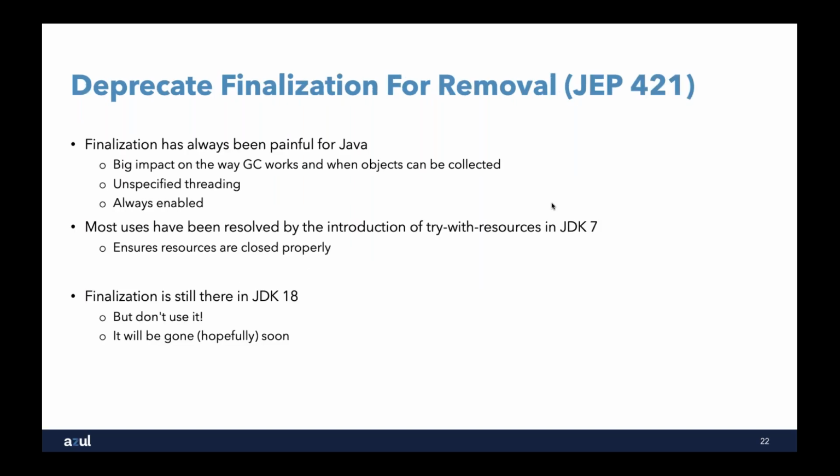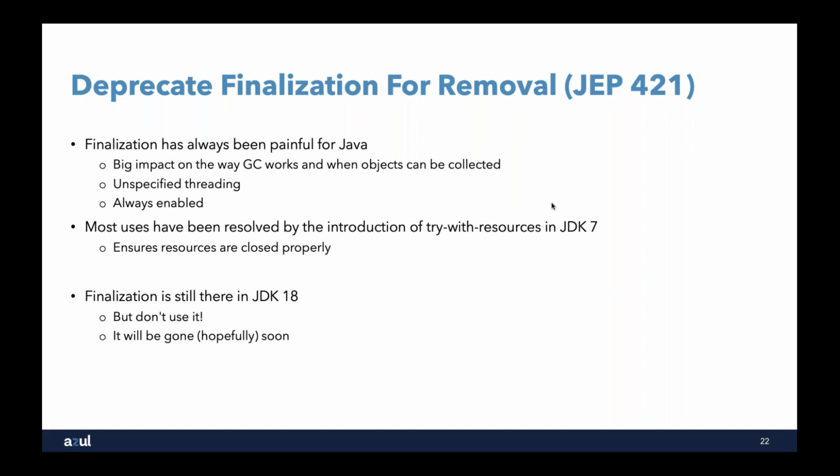The last JEP that we have in JDK 18 is deprecation of finalization for removal. Finalization is a feature in Java that has always been very contentious, and a lot of people don't like it. It has a number of impacts on the way that code works, and the recommendation is not to use it.